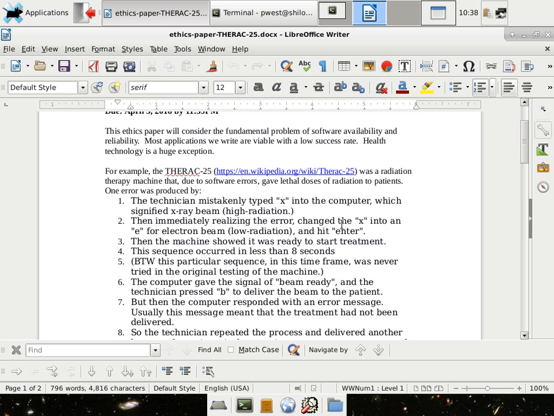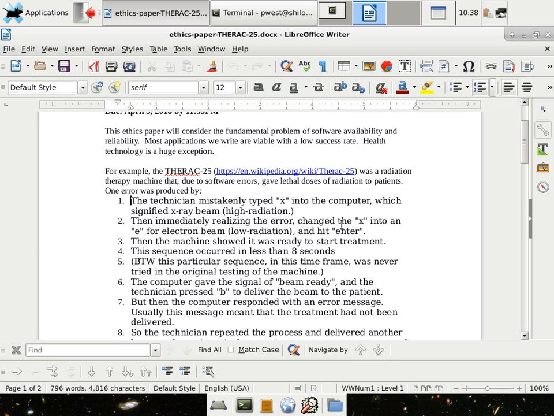You'd have the patient inside the machine. The technician would mistakenly type X into the computer, which signified the X-ray beam, aka the high radiation beam. Obviously a mistake. They would immediately realize the error and change the X to an E for the electron beam, aka the low radiation beam for the patient. Now, this is radiation, so they're obviously treating cancer of the patient, right?